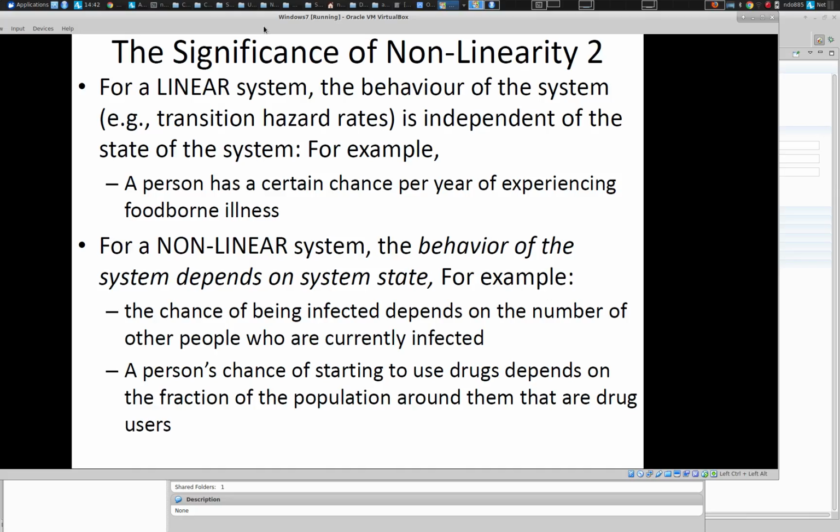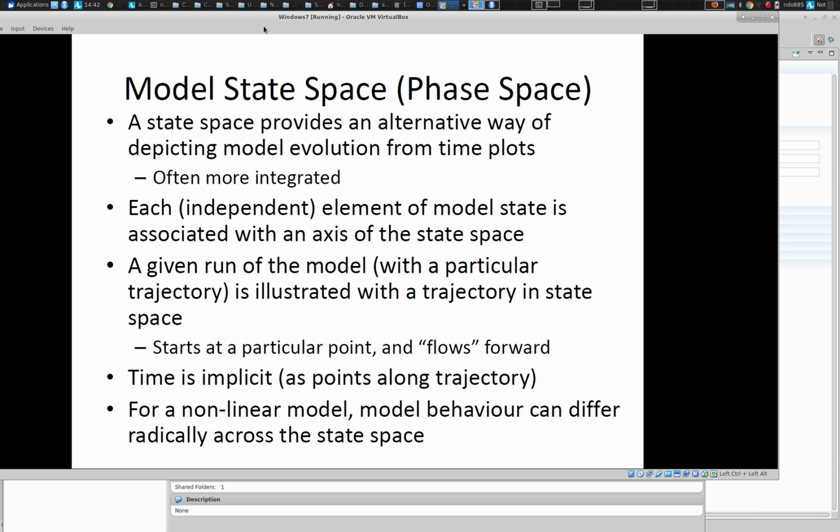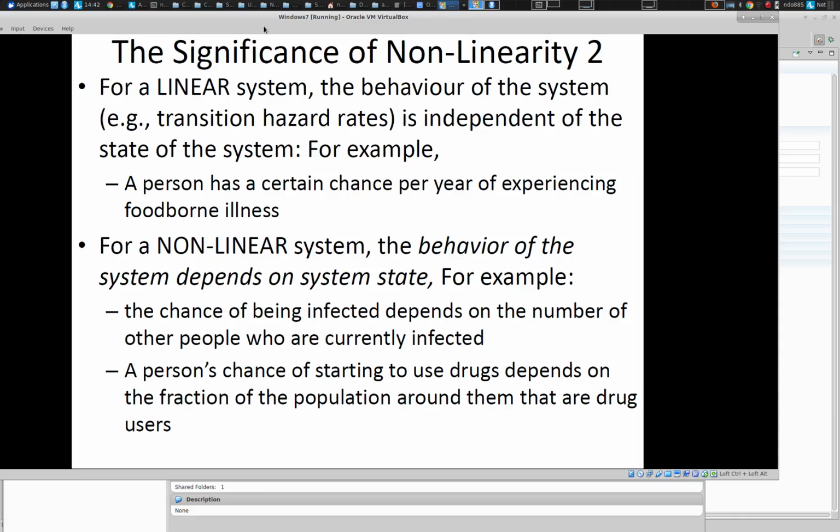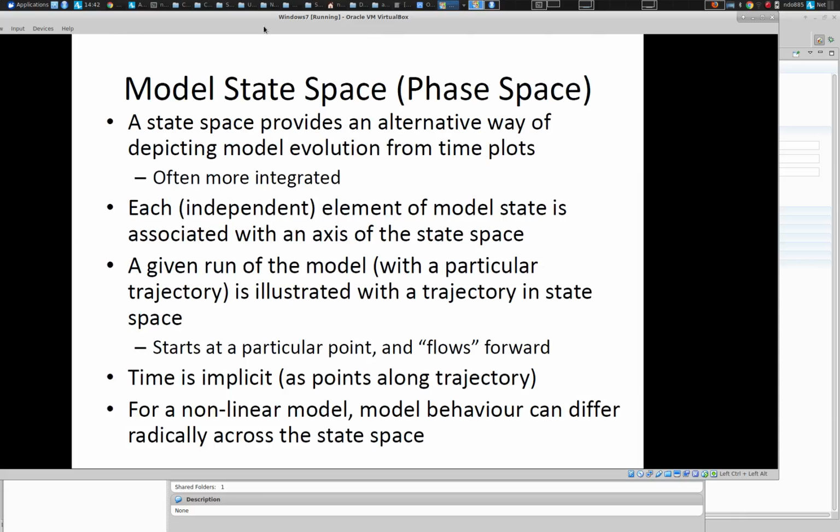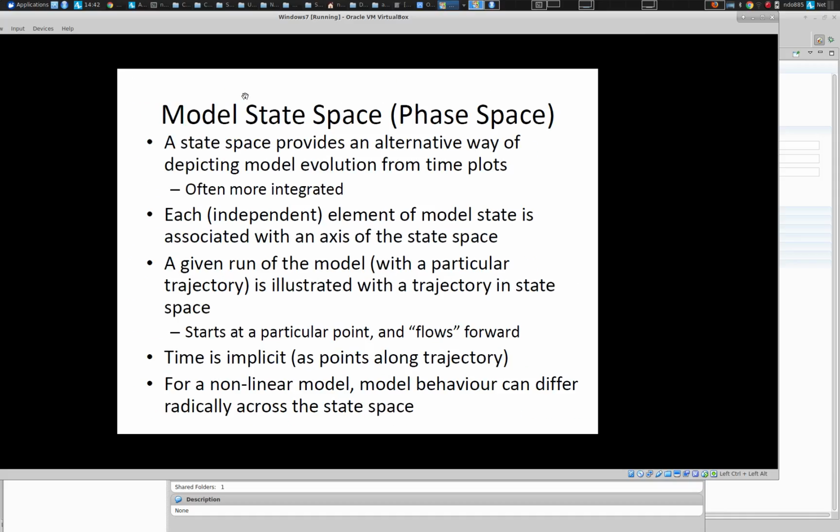Okay, with nonlinear systems, we have behavior that the system can engage in that is highly dependent on the current state of the system. Now, we depict the behavior of a system in many different ways. One way is the value of a certain variable over time, but another way, which I introduced some lectures ago, probably about halfway through the course, was this notion of a state space.